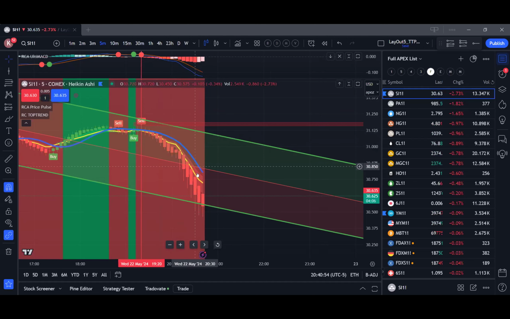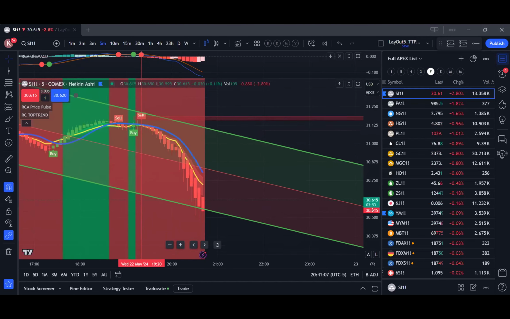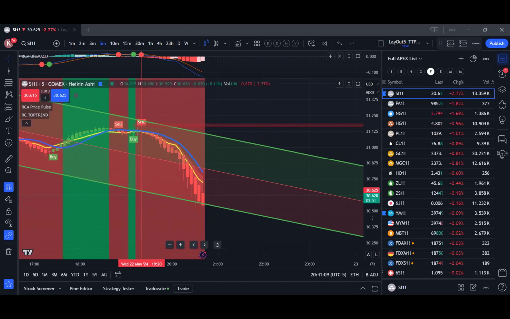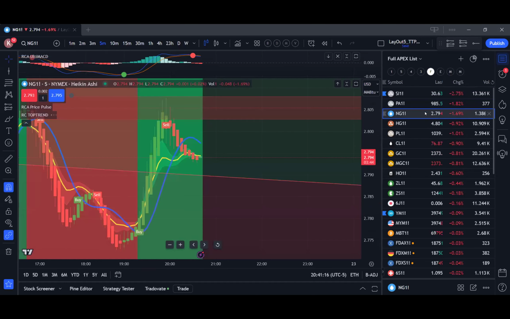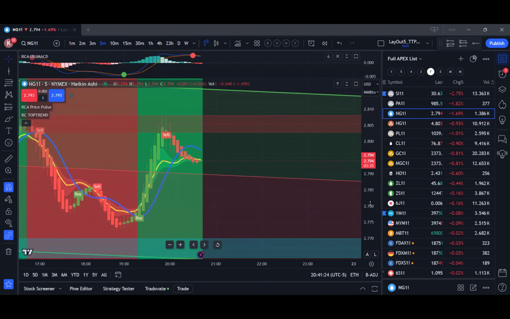Here you already have a cloud, but it may not be clearly visible, but the cloud is red. Whenever you get a sell signal, the cloud will be red. Whenever you get a buy, the cloud will be green. No, the cloud is still green, so we are still not entering the short position with natural gas.